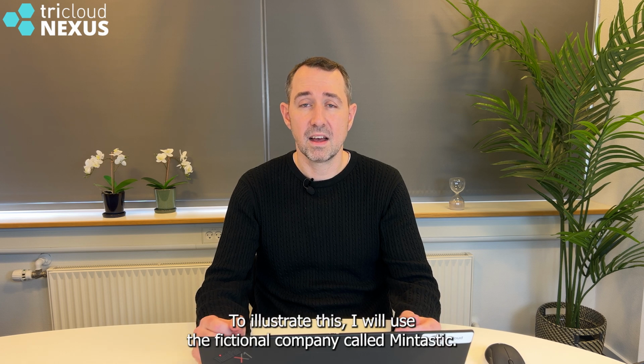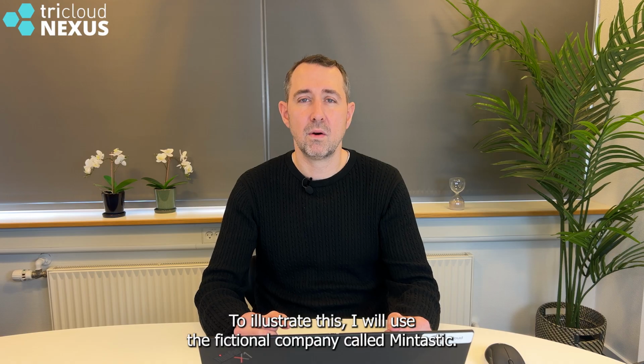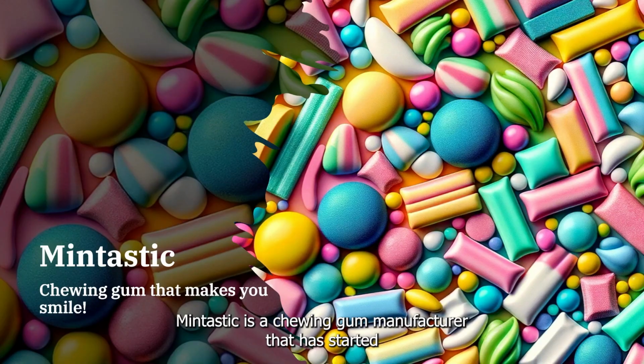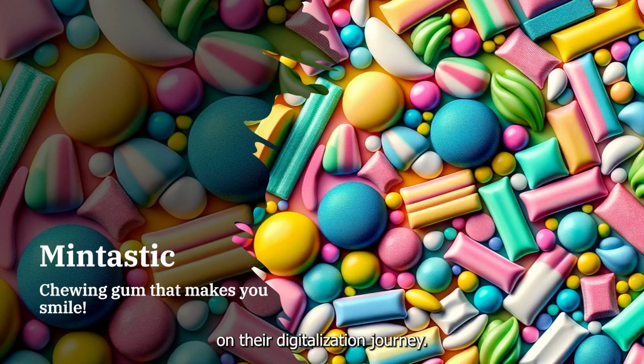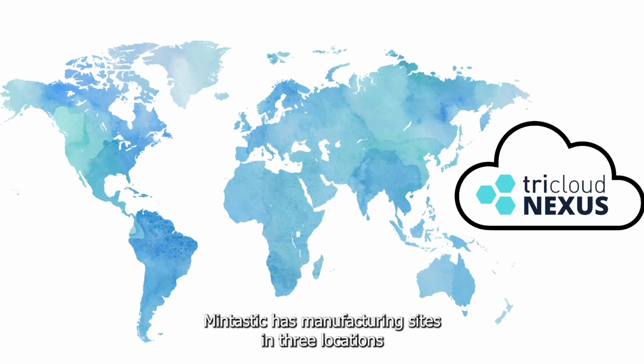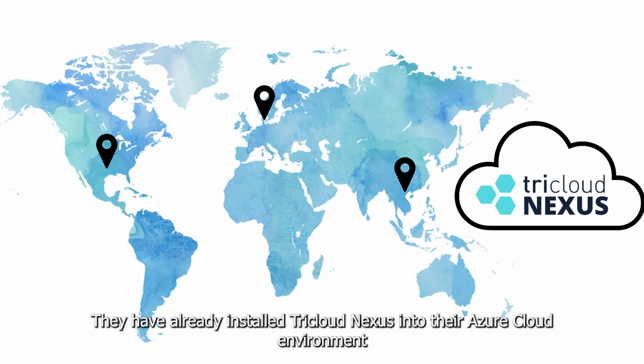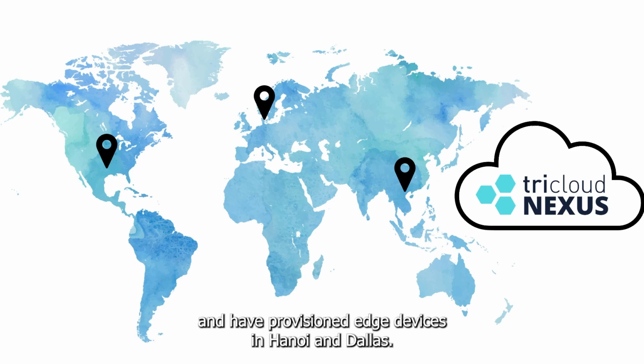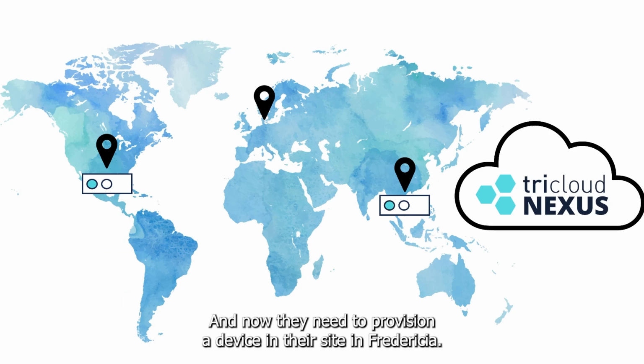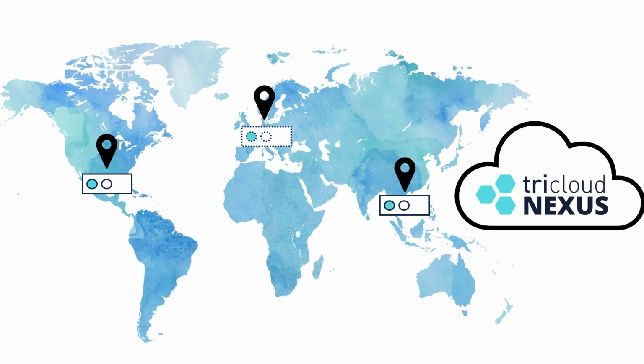To illustrate this, I will use the fictional company called Mentastic. Mentastic is a chewing gum manufacturer that has started on their digitalization journey. Mentastic has manufacturing sites in 3 locations: Hanoi, Dallas, and Fredericia. They have already installed Tricloud Nexus into their Azure cloud environment and have provisioned edge devices in Hanoi and Dallas. And now they need to provision a device in their site in Fredericia.